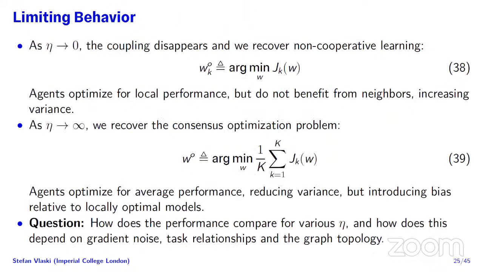Okay, so just some observations, right? So as eta goes to 0, you lose coupling, okay? So you kill your prior and you essentially recover the non-cooperative learning problem. As eta approaches infinity, we are back at the consensus optimization problem. And so in between, you're going to end up somewhere in between, okay? So then the fundamental question is, for different choices of eta, what kind of performance can I expect? And how will that be affected by things like the gradient noise, the relationship between your underlying tasks, and the graph topology?